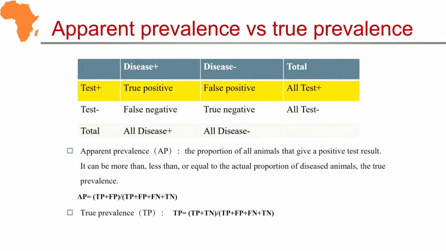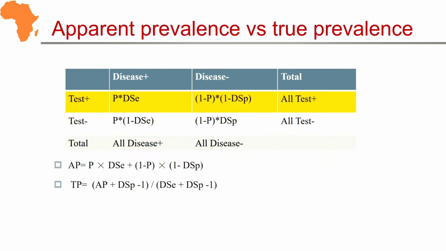Apparent prevalence is basically the probability of testing positive. So all those who tested positive, which include true and false positives, divided by the total, right? True prevalence basically is the probability of disease positive, right? That means those who are true positives and false negatives divided by total. Now, we have this classification. We can shift that and also portray it as this.